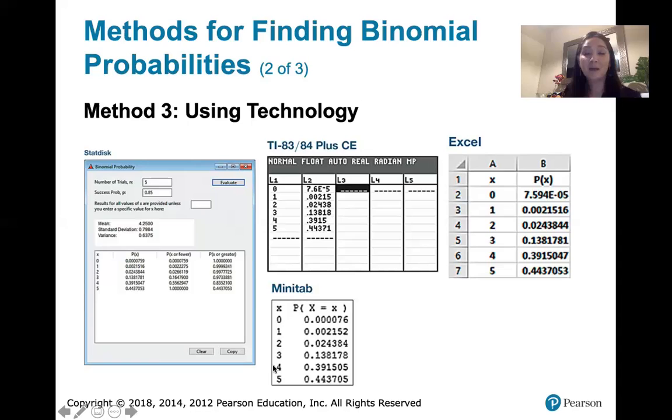And notice that you get the same output with a program called Minitab, and you get exactly the same output in Excel. I'm going to show you how to do that in a minute. And then StatDisk will also give you similar output.